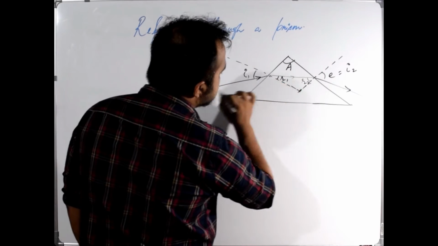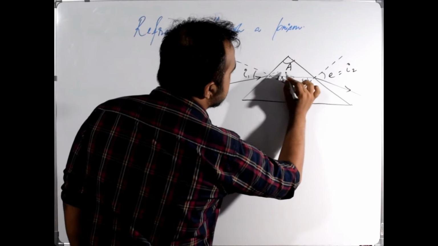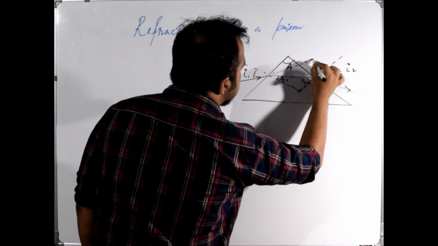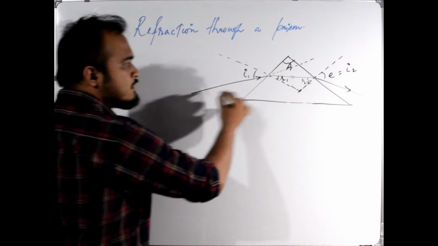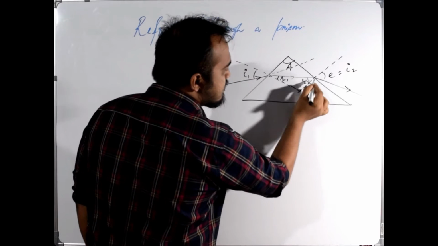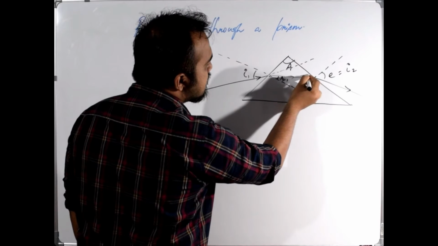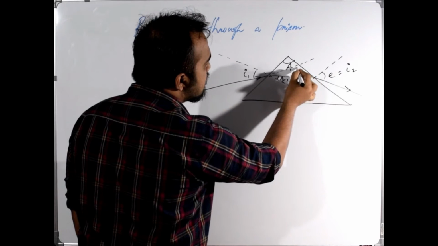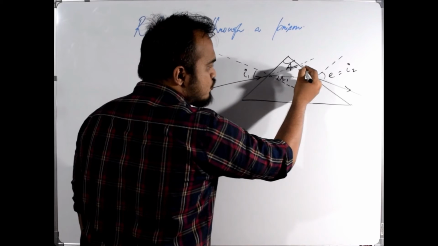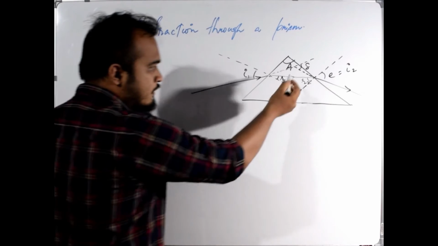Now if we extend this ray in the forward direction, we have extended this ray in the forward direction. Now let us extend this ray in the backward direction. This ray we have extended in the backward direction. So this will be the angle of deviation, that is delta.